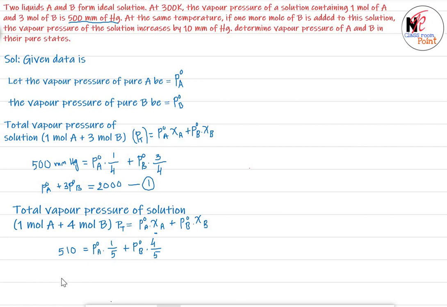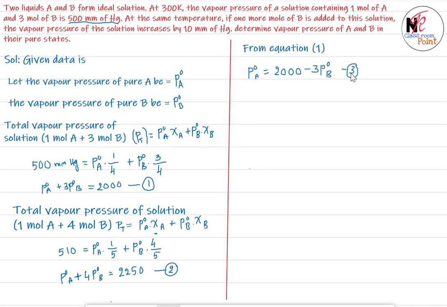So it becomes P naught A plus 4 P naught B equals 2550. Let us consider it as equation number 2. From equation 1, if we rearrange, we get P naught A equals 2000 minus 3 P naught B. The same I had written here. Let us consider this as equation 3.